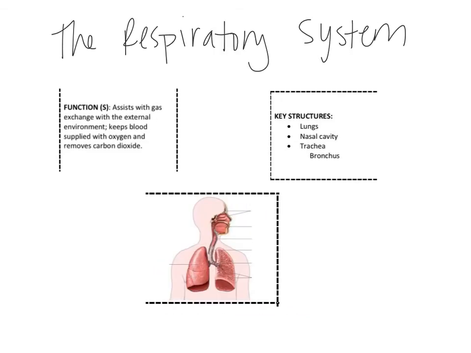The respiratory system is going to assist in gas exchange with the external environment, so breathing in and out, keeps blood supplied with oxygen, and it removes the carbon dioxide waste. So your key structures, you have your lungs, you have your nasal cavity right above your mouth, and then you have your trachea and your bronchus going down. Okay, that is your respiratory system.